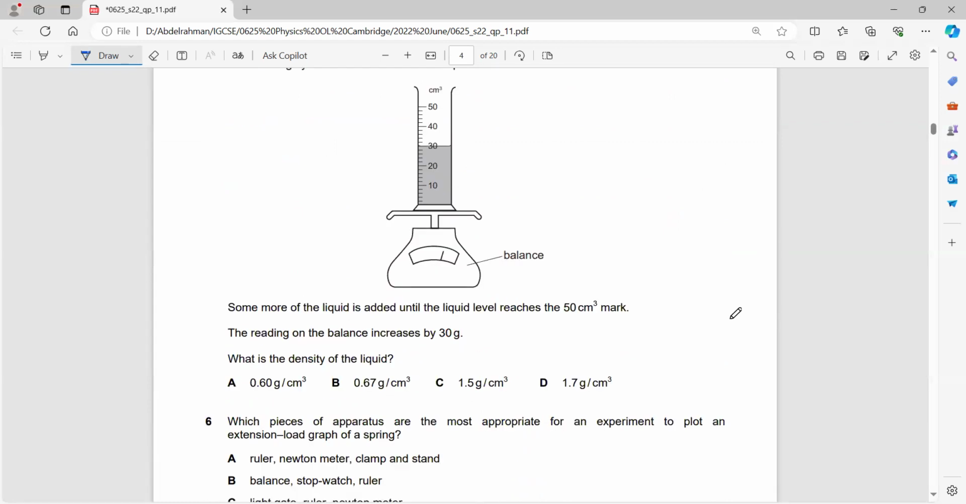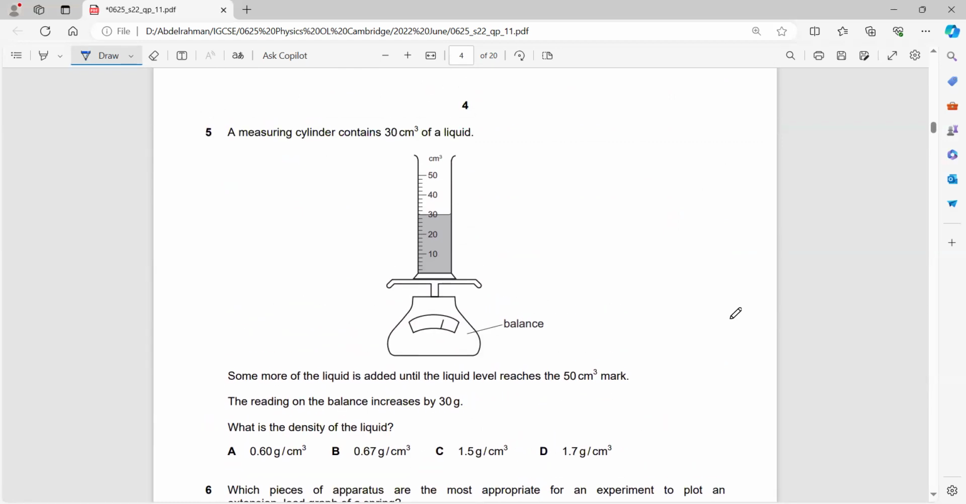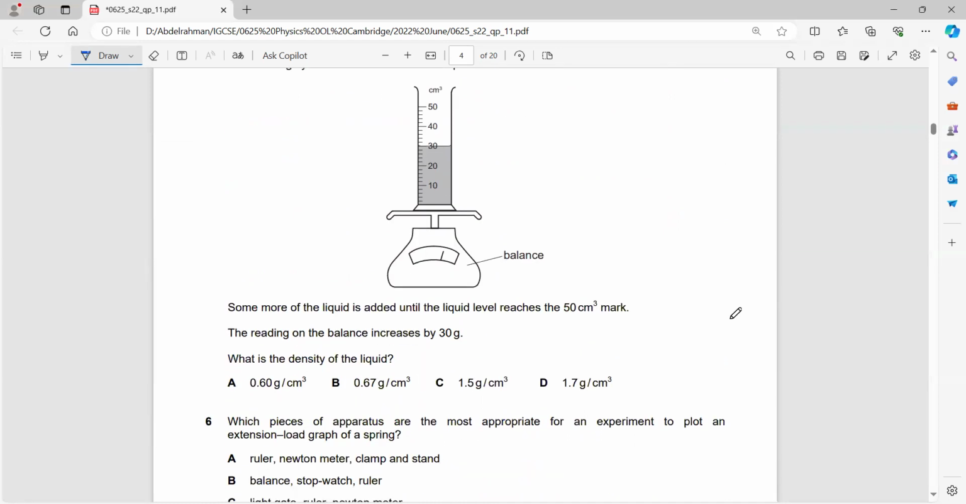A measuring cylinder initially contains 30 centimeters cubed of liquid. Some more of the liquid is added until it reaches 50 centimeters cubed. The reading on the balance increases by 30 grams. What is the density of the liquid? 1.5.